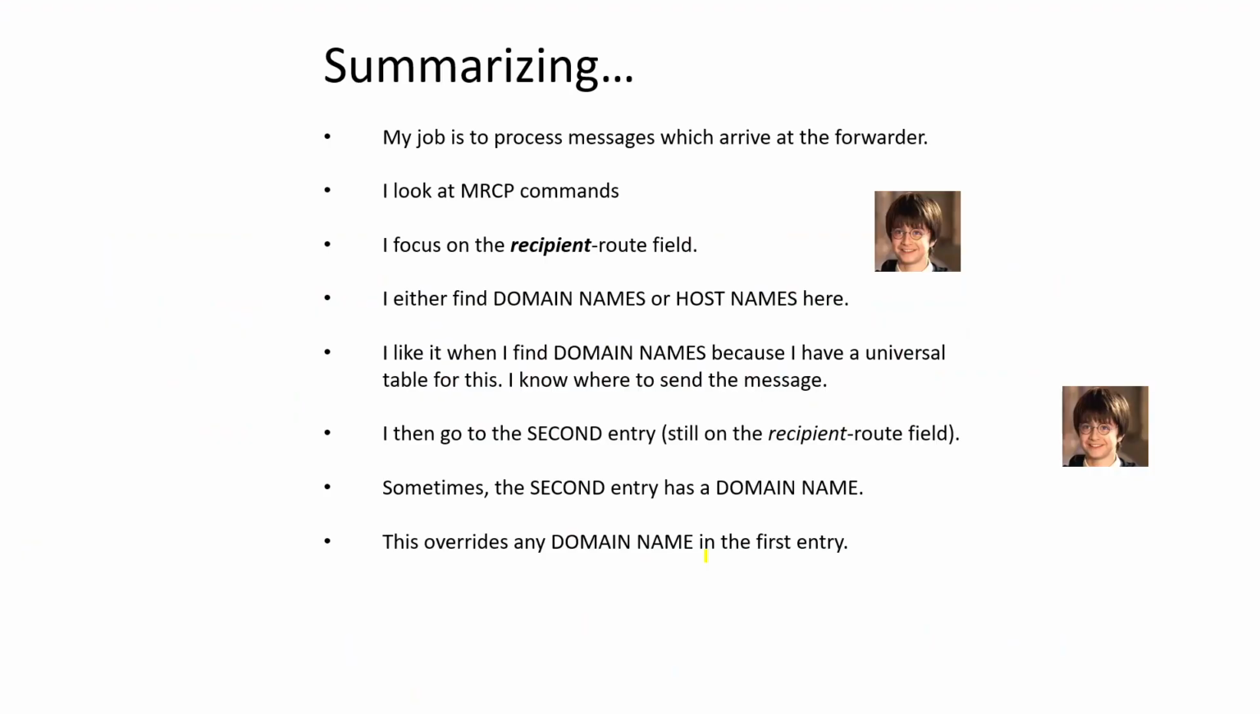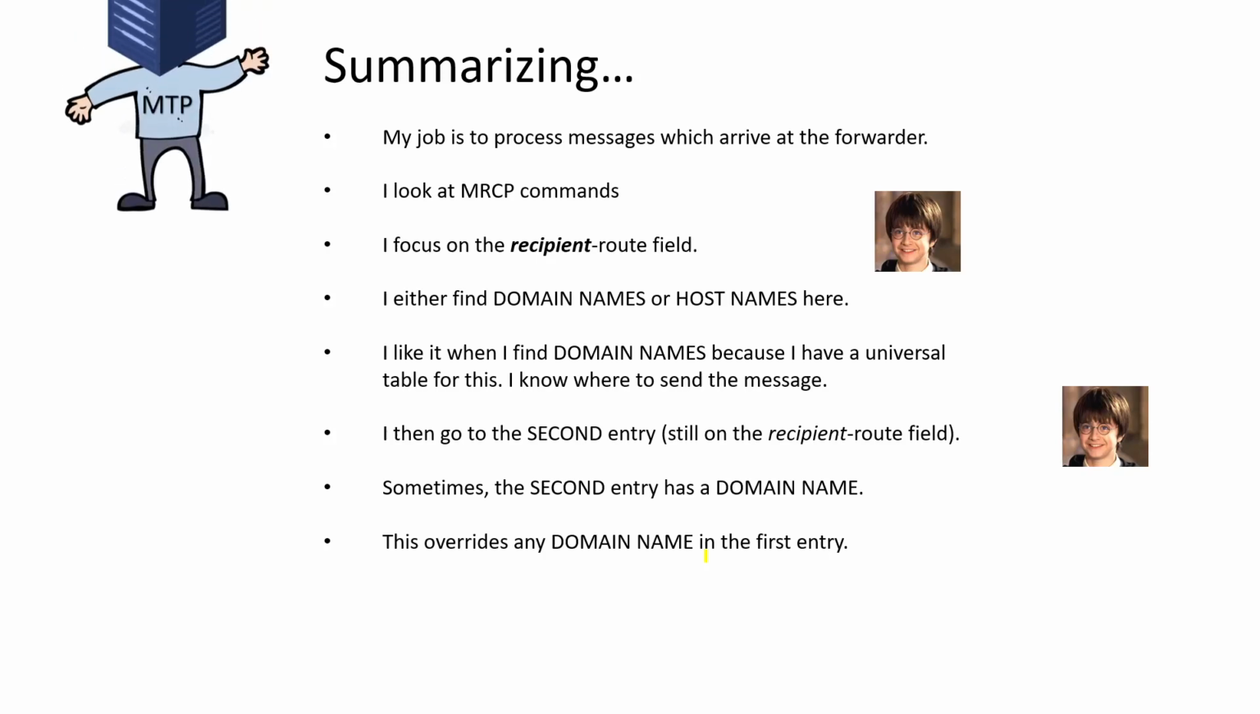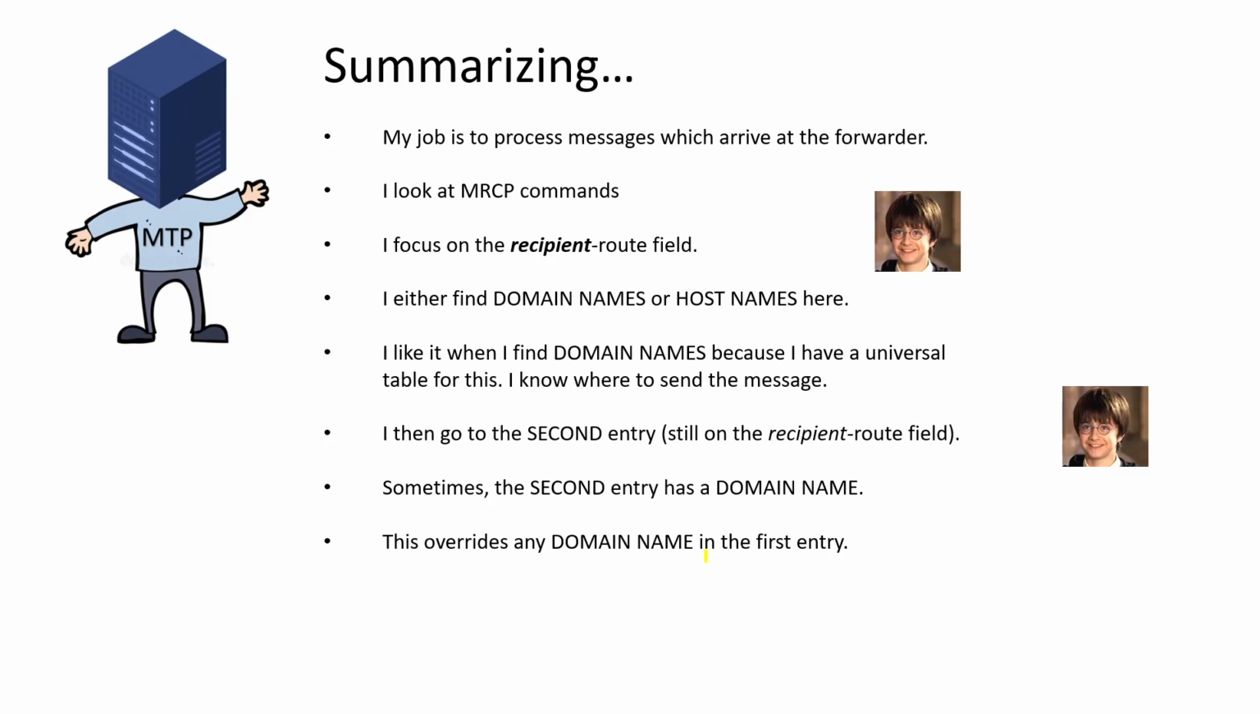Okay. So yeah, summarizing, there's this forwarder. The MTP server processes messages which arrive at the forwarder. He looks at mail recipient commands, and we're focusing on the recipient route field. In that first entry, he either finds a domain name or a host name. It's good when he finds a domain name there because he has a universal table for that. He knows where to send the message. We then go to the second entry. Sometimes that has a domain name. If it does, it overrides the first name.